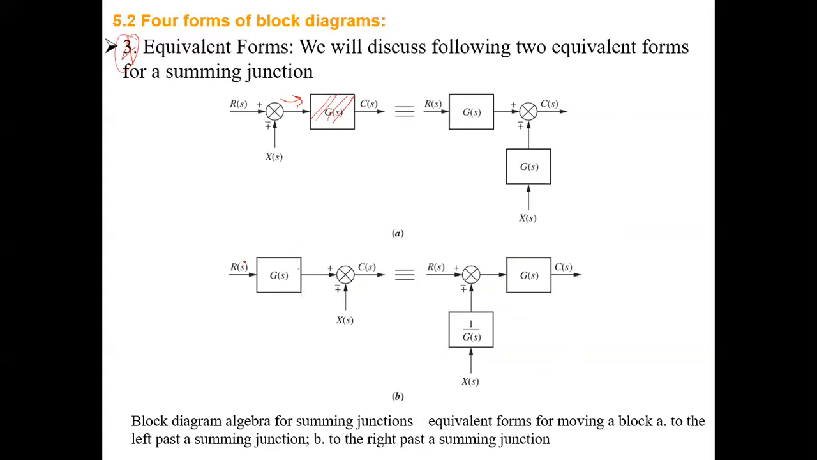So RS, see, RS passes through GS. That's okay. RS passes through GS. But this XS does not pass through GS. That's why if you have it here, then you have to have 1 over G. So that 1 over G and this G cancel each other. Does it make sense?